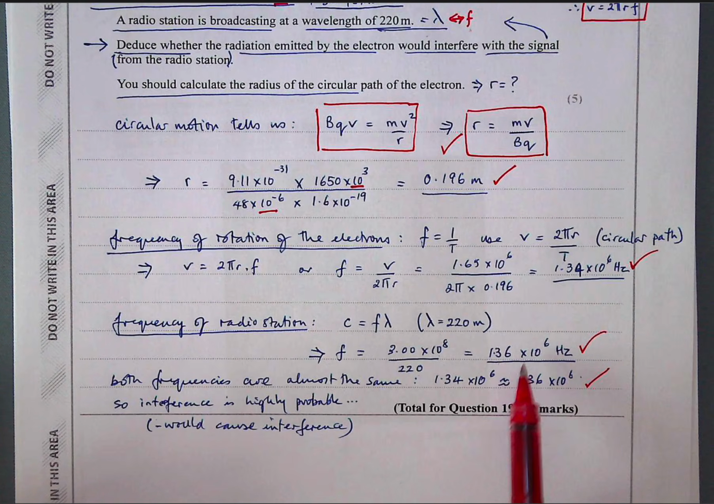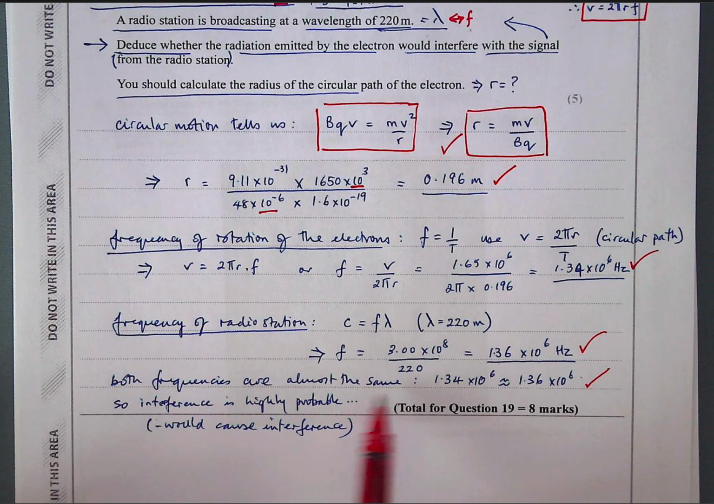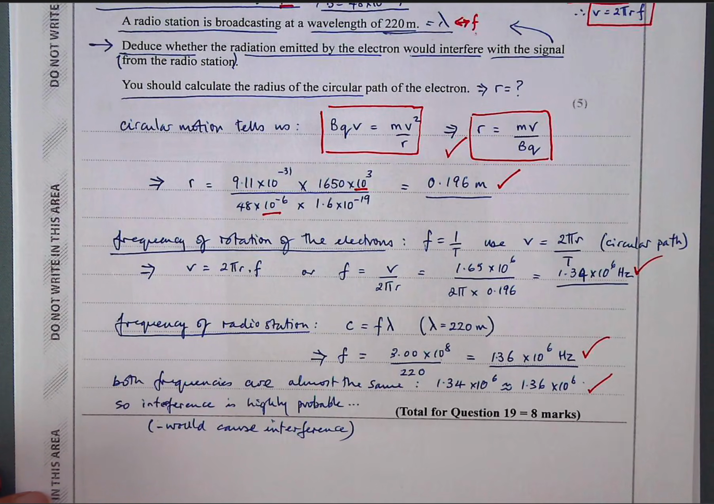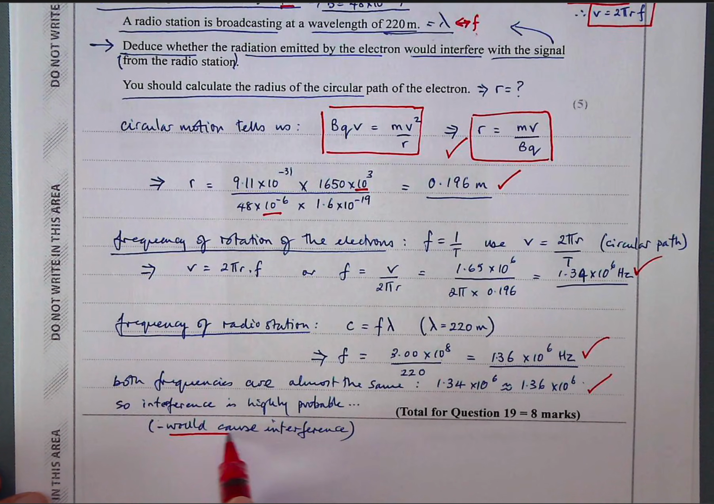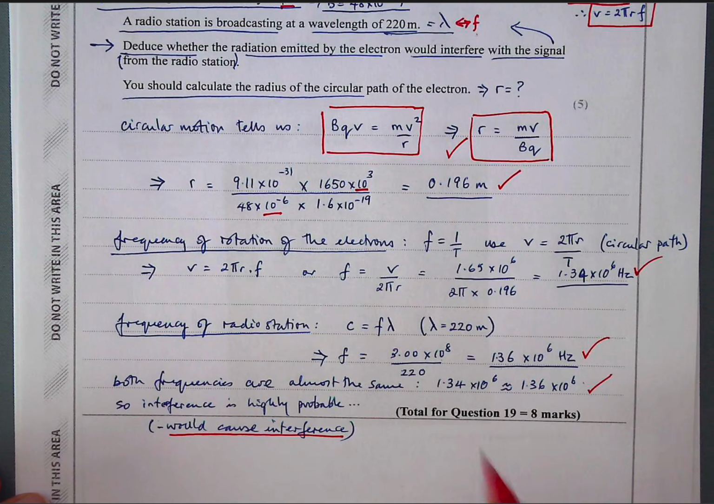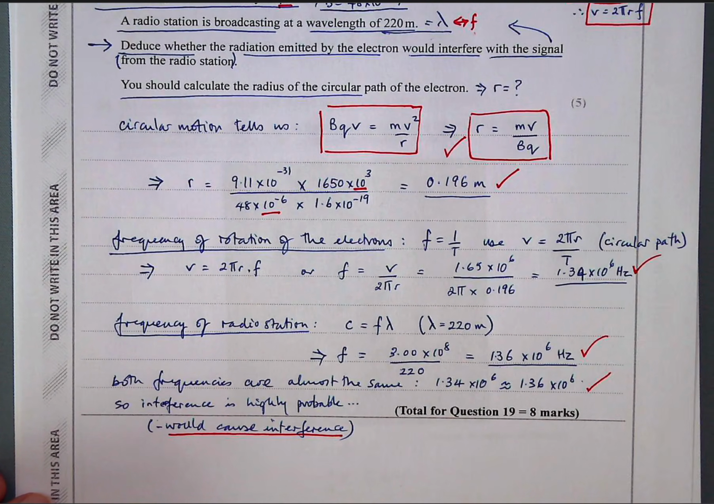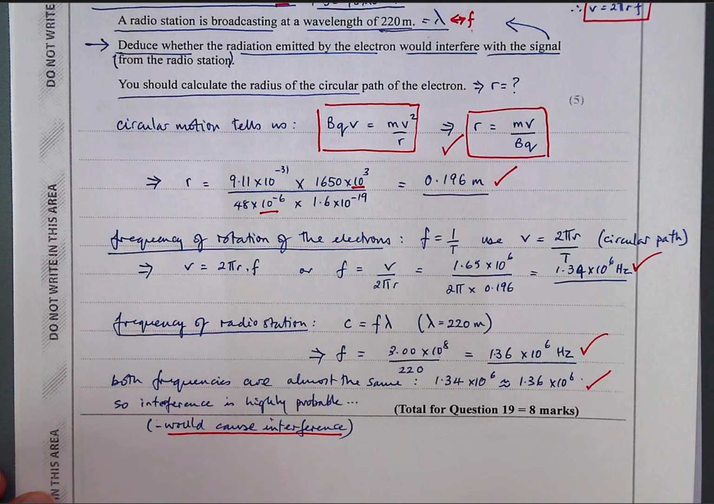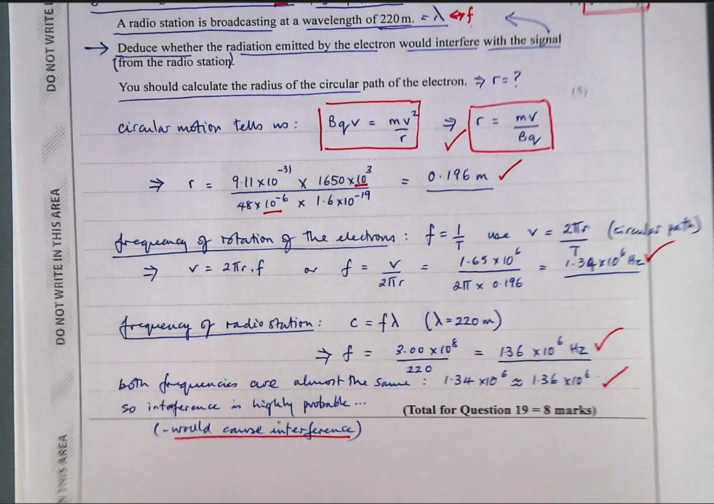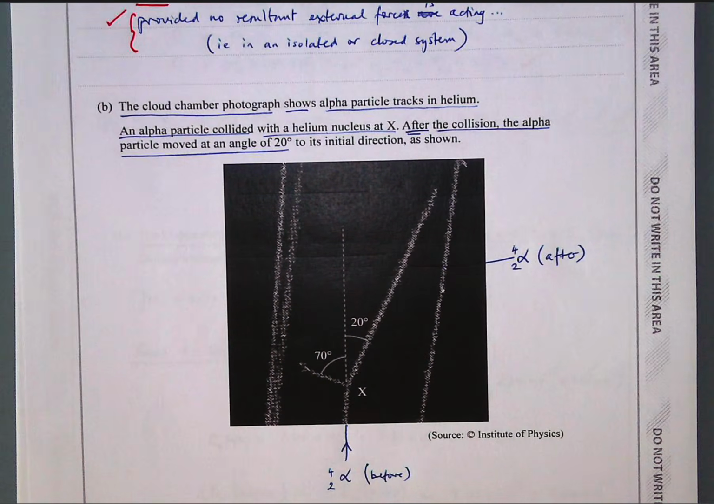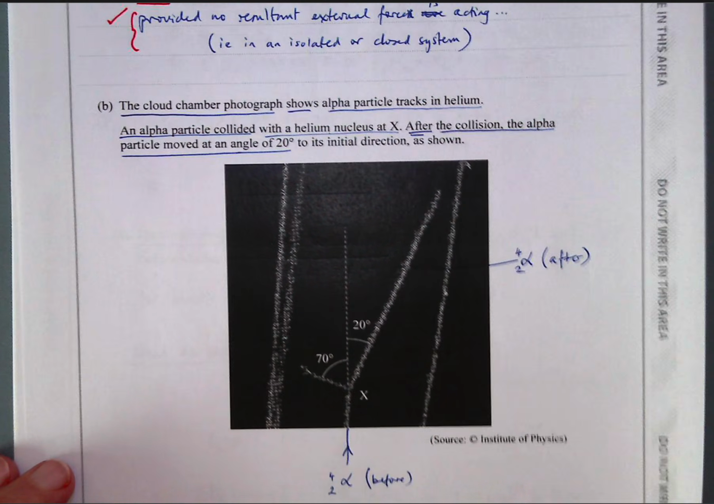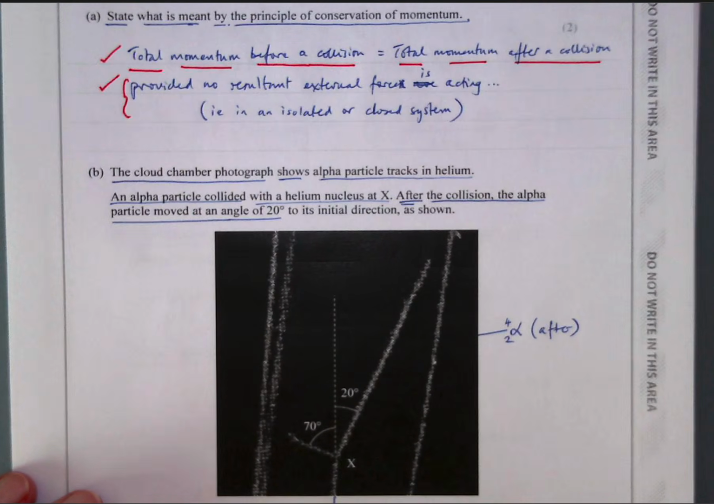That was 1.34. So both frequencies are almost the same, so interference is highly probable, and this would therefore cause interference. I don't know whether you should put highly probable. I would just keep the English simple and say would cause interference, because they're approximately the same, and any variation could be due to uncertainties in the data. Okay, hope that makes sense. That's question 19 done. Hopefully in this video we will be able to finish it in one go.